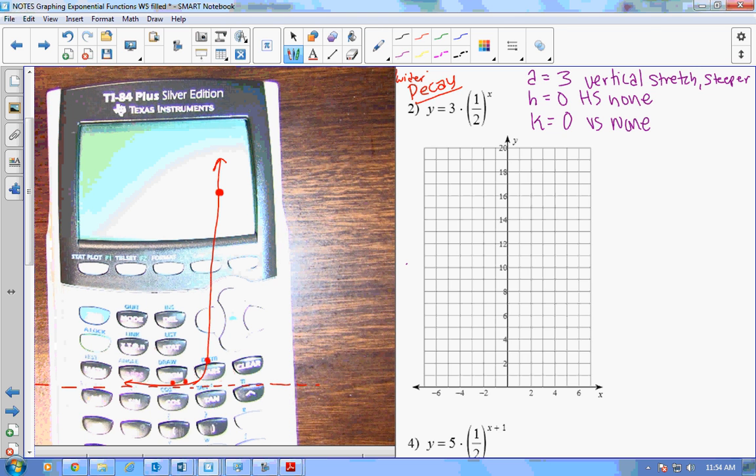Okay, so our next thing is we need to find that one point. We find one point that is a nice, easy point to plot. Oftentimes with exponentials, the other points are just really nasty decimals. But there is one good point we can plot. And that point is when the exponent is 0. So we're going to plug in 0. 3 times 1/2 to the 0 power.